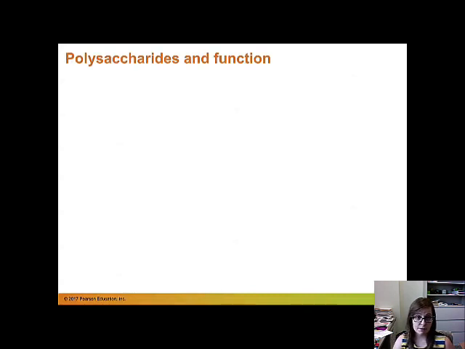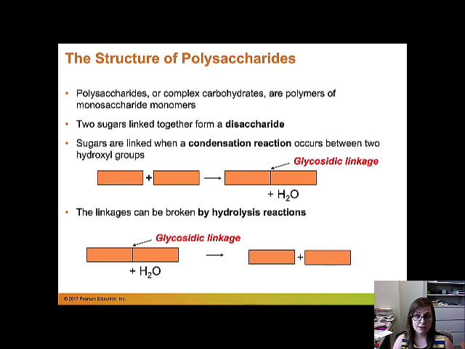So we just talked about monosaccharides. Now we're going to talk about polysaccharides. Polysaccharides are complex carbohydrates, polymers of monosaccharide monomers. That was a mouthful, but basically monomers come together to make a polysaccharide.